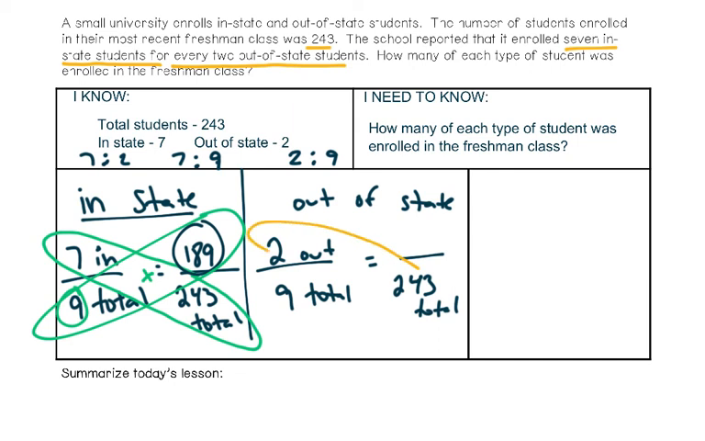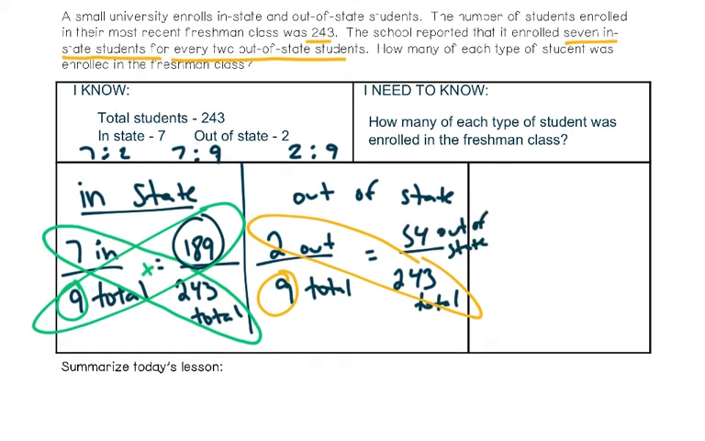You should have started with 2 times 243. I got 486, and then I always want to divide by the number that's left. So 486 divided by 9 is 54. That means that there are 54 out-of-state students in the freshman class. You always want to cross multiply again to check your answers. This across should equal the 2 times 243. Whenever it checks out, and it does, you know you're correct.